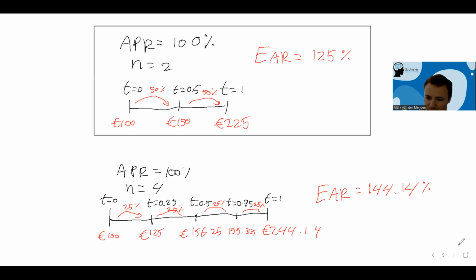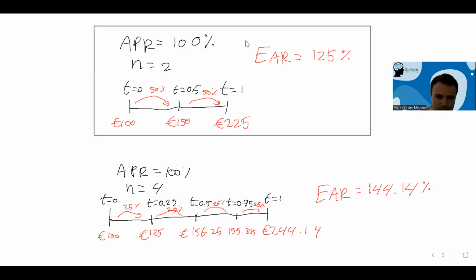So let's have a look at the formula. Is it, by the way, clear what the APR, the N, and the EAR, the effective annual rate, is? That's clear for everyone, APR and effective annual rate? Or do I need to give another example?